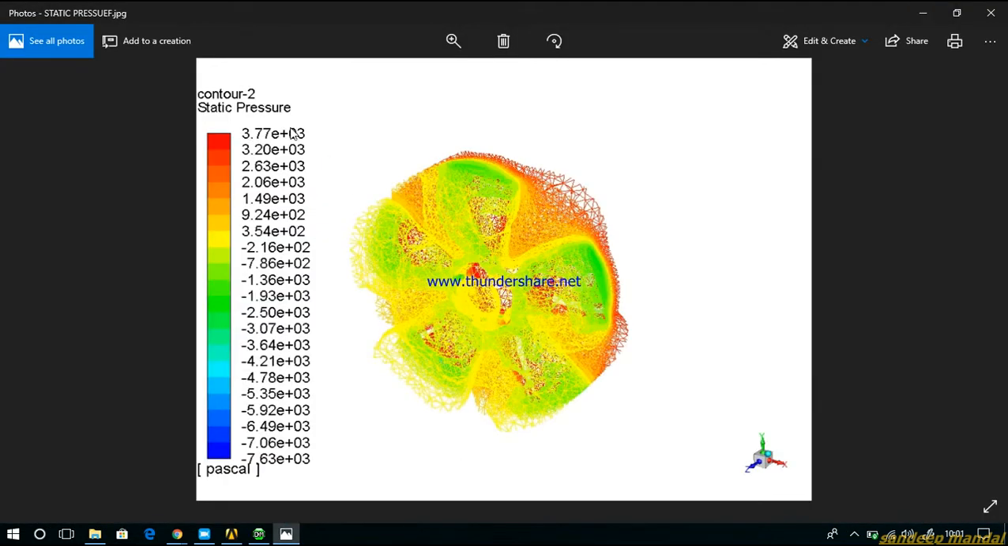This is the static pressure I obtained. See, from here our inlet domain is on the back side and outlet domain is on the front side. The air is coming at 33 meter per second, which I have calculated in my hand calculation. This is the blade and this is the trailing edge. So you can see that the trailing edge has less pressure, approximately 3.54 e raised to plus 2.